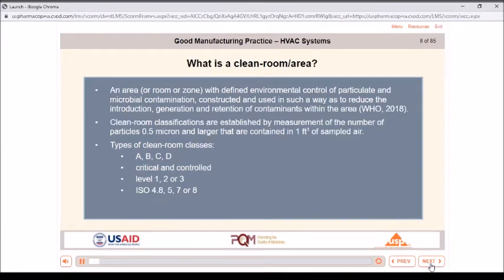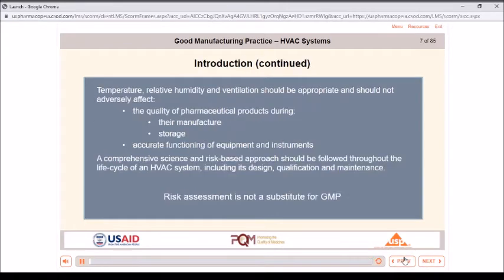What is a clean room area? An area or room or zone with defined.